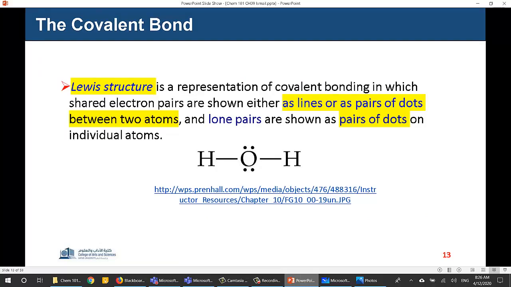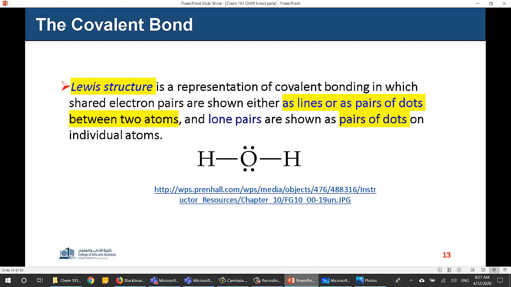For water, as you might know, it's a very famous structure. Water has this structure where oxygen has 6 electrons in the valence shell. It shares 1 electron with a hydrogen, and another electron with the other hydrogen, leaving two lone pairs around it, or 4 electrons, and 2 bonding pairs.